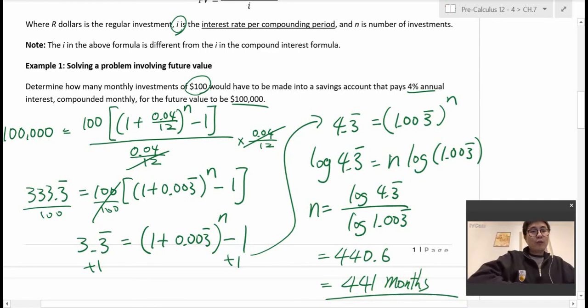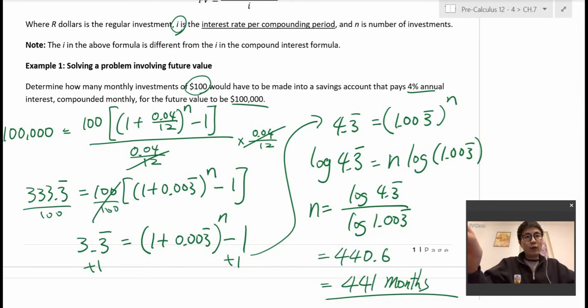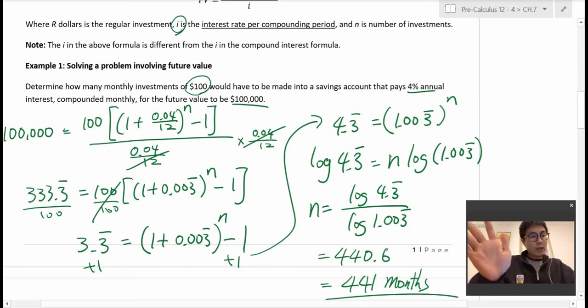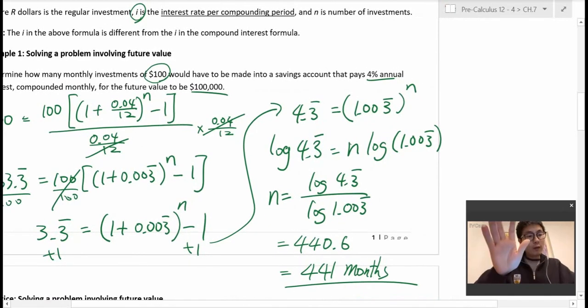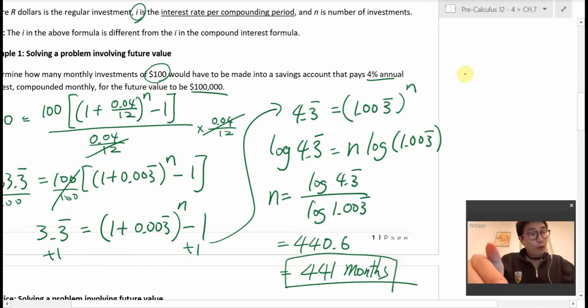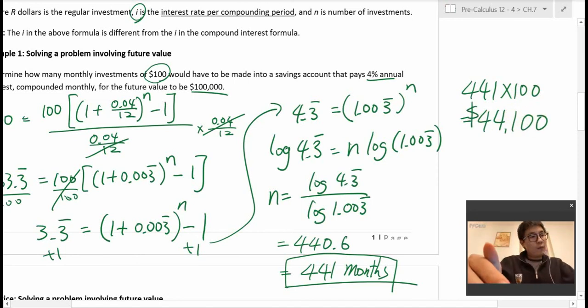Okay, so it takes 441 months if you invest $100 each month at a 4% annual interest rate compounded monthly to get to $100,000. Okay, so on a side note, I want you to figure out how much money you actually put in, like money from your pocket. If you invest for 441 months times $100 every time, you actually put in $44,100, and this actually grows to $100,000.